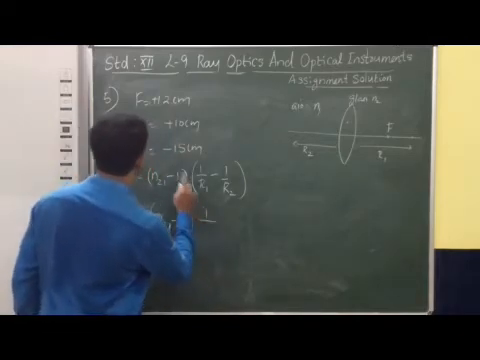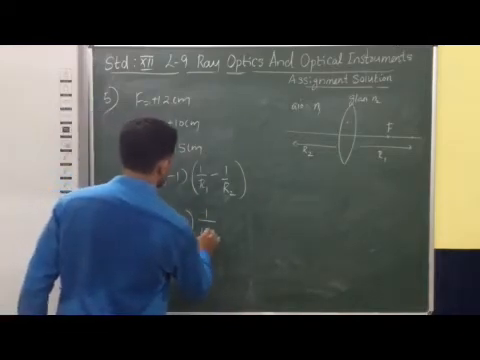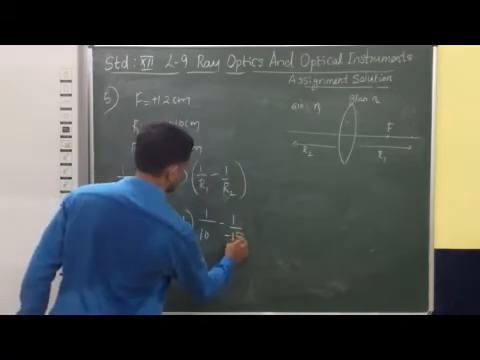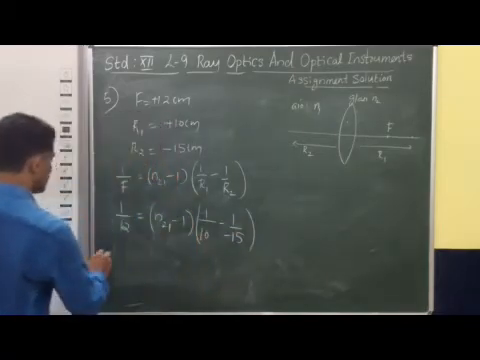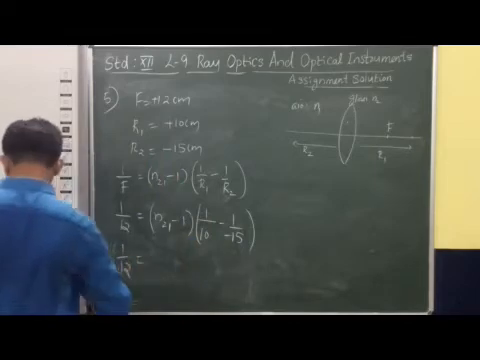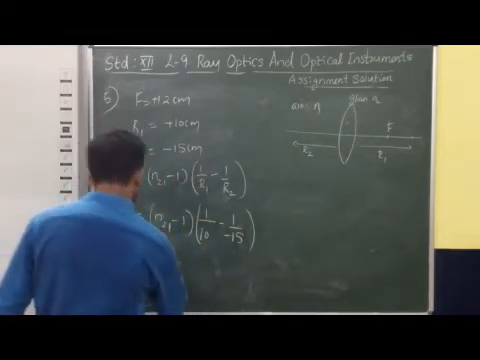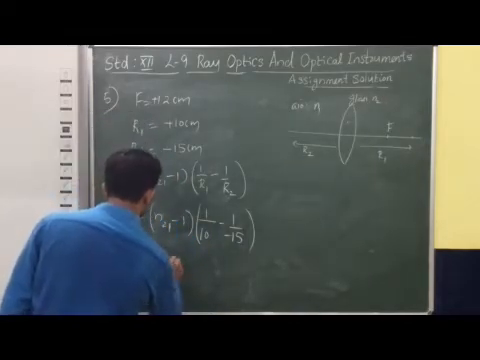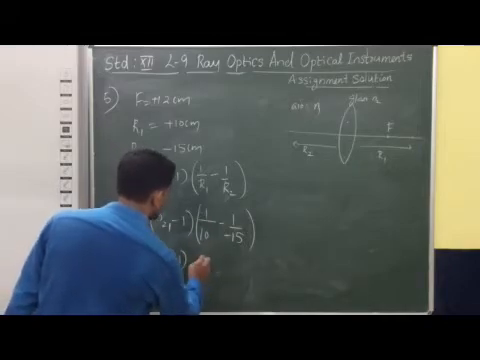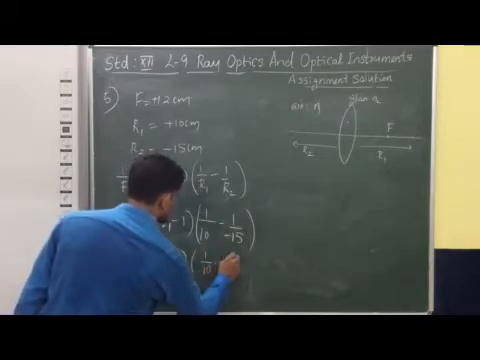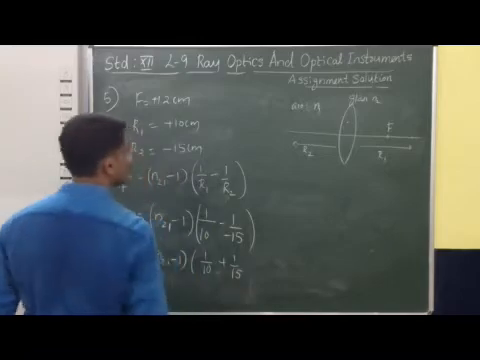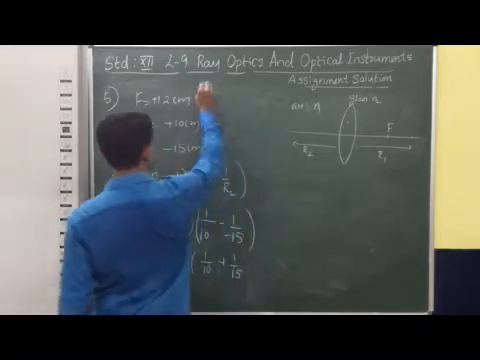So 1 by 12 is equal to N21, which we want to find, minus 1 into 1 by R1. What is R1? 10 minus 1 by minus 15. So this way you can write. So 1 by 12 is equal to N21 minus 1 into, here you can see that 1 by 10 plus 1 by 15. So you can take the LCM and simplify this.